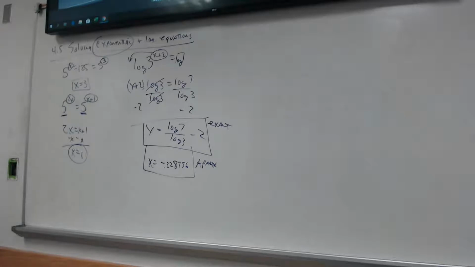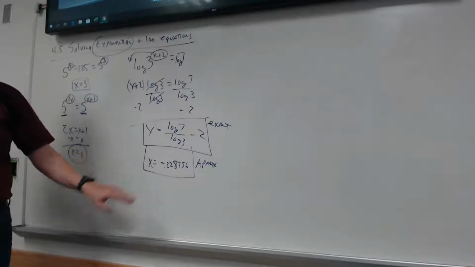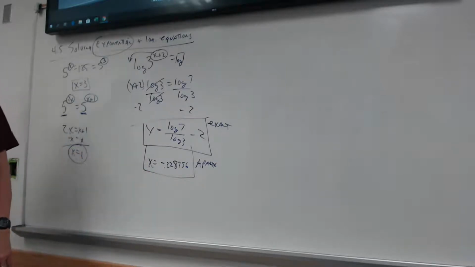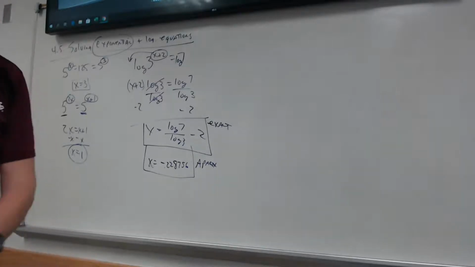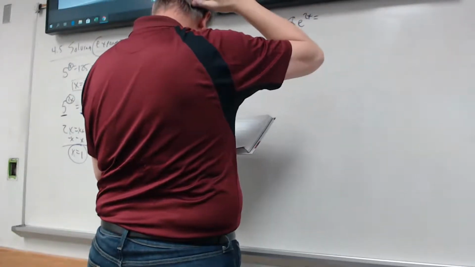At this point, I don't want to move it anymore. So remember, exact is just don't plug it in your calculator. Approximate is plug it in your calculator. Does that make sense? All right. Let's do another one. How about 8e to the 2x equals 20.